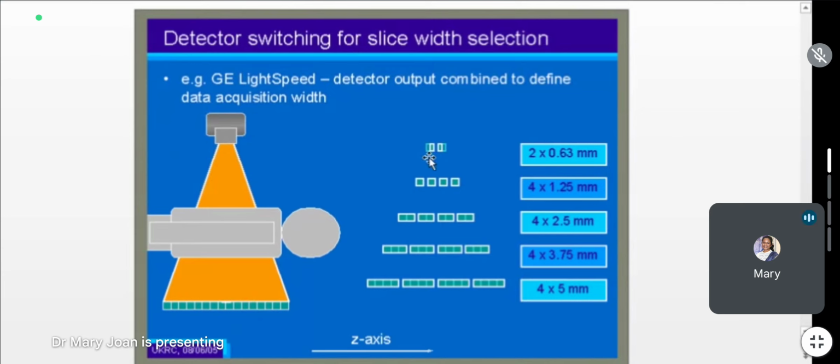Here we have two 0.6 mm width detectors, and here you can see 4 of 1.25 mm, here we have 4 of 2.5 mm, 4 of 3.75 mm, and 4 of 5 mm. These detector arrangements, based on the output, help us to redefine the data which we acquired from the scan.